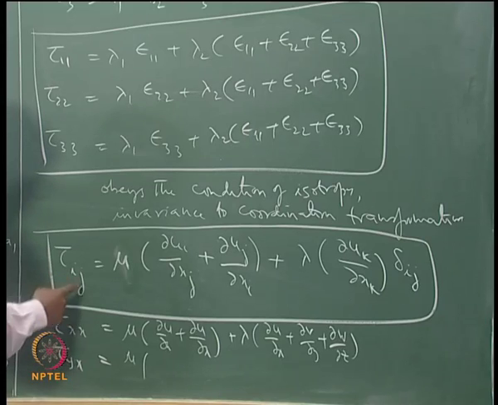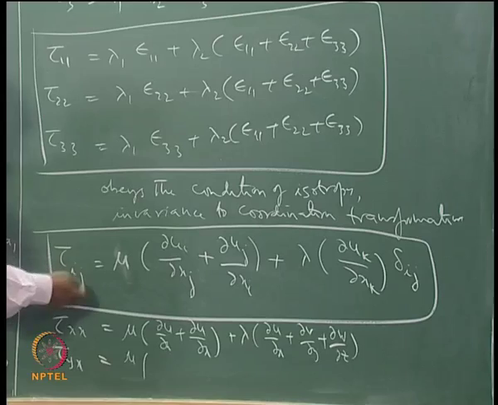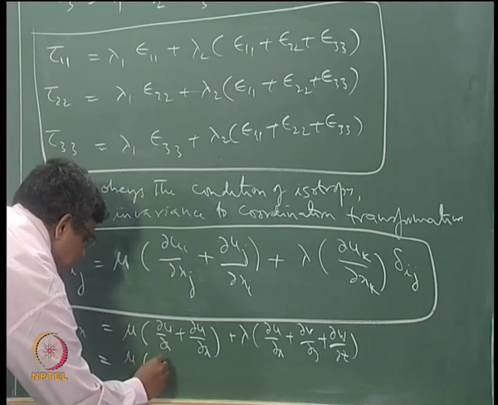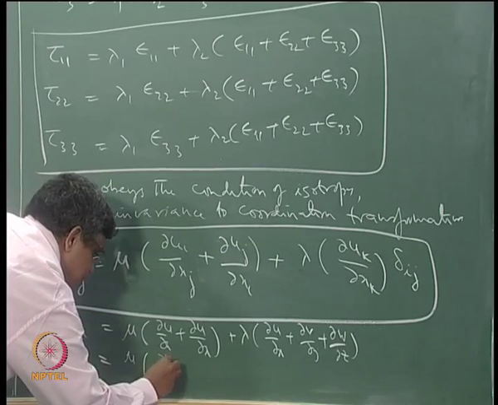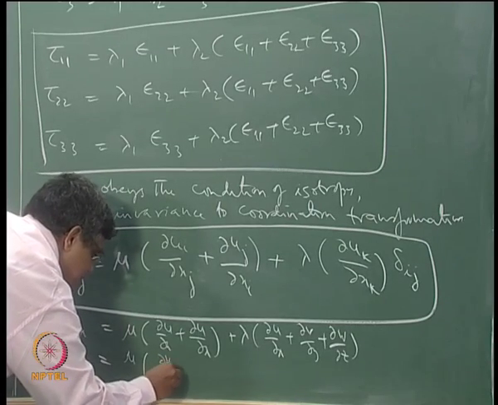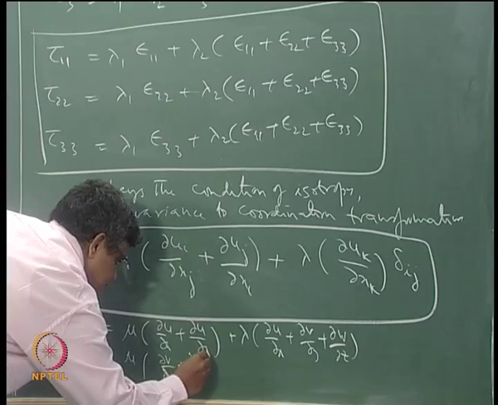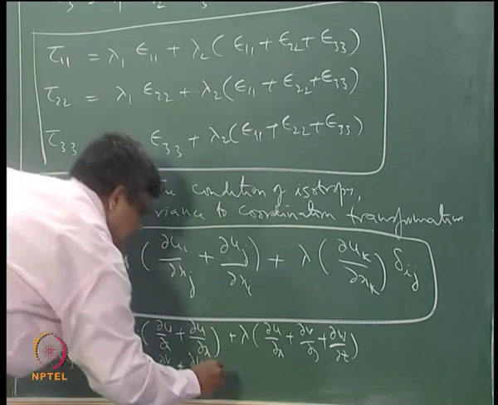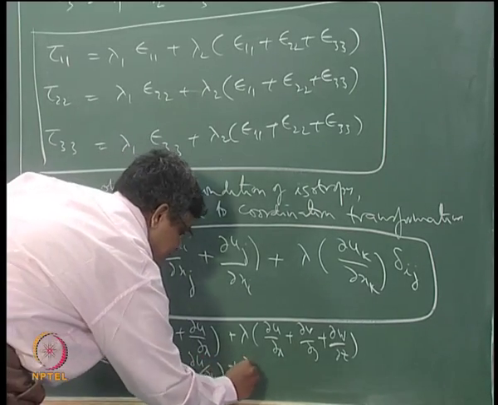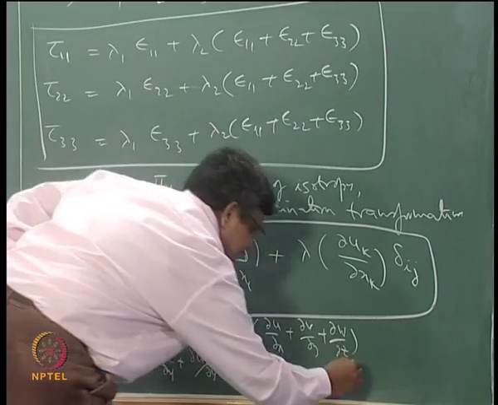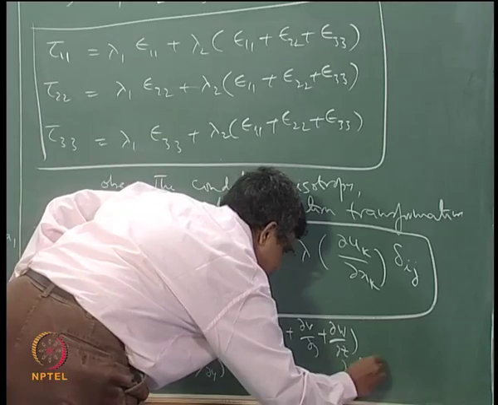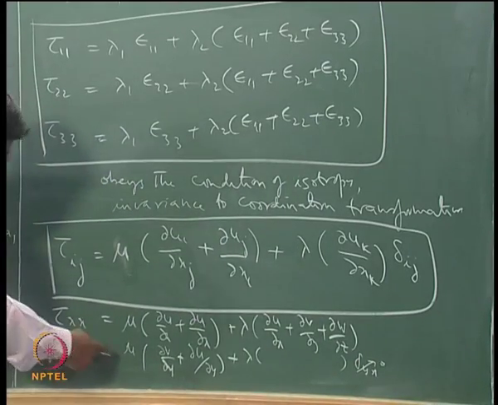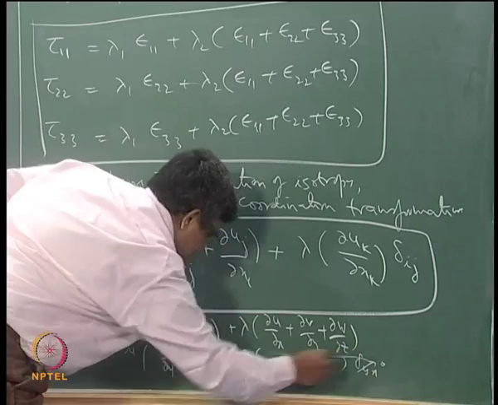and tau yx is mu times, so i is equal to y and j is equal to x, or we can say i is equal to 2 and j equal to 1. So this will be dou v by dou x plus dou u by dou y, plus lambda times this whole thing times delta yx, which is 0. So this comes out as only this thing. So this term will not be there.